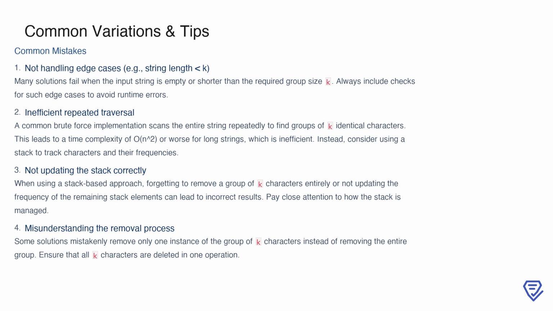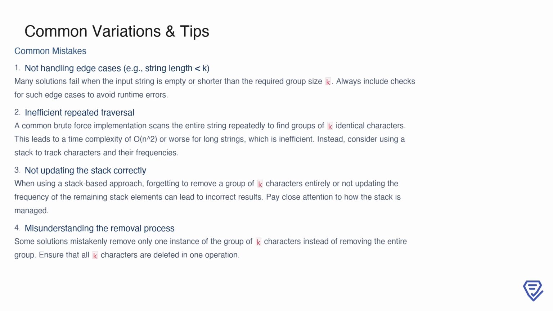When solving this problem, there are several common mistakes to be aware of. First, you need to handle edge cases properly, such as when the input string is empty or shorter than the required group size k. Neglecting these cases can easily lead to runtime errors. Next, avoid inefficient repeated traversal of the string. Solutions that scan the entire string multiple times looking for groups of k identical characters can result in poor performance, with time complexity ballooning to O(n) squared or worse. Instead, a stack-based approach can significantly optimize this process.